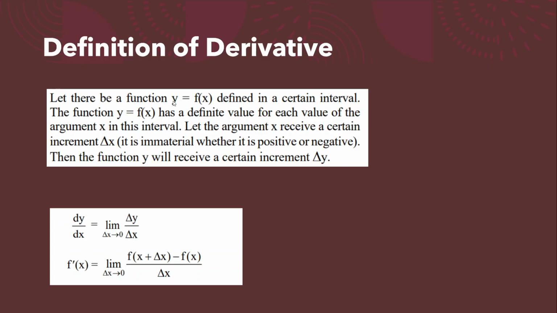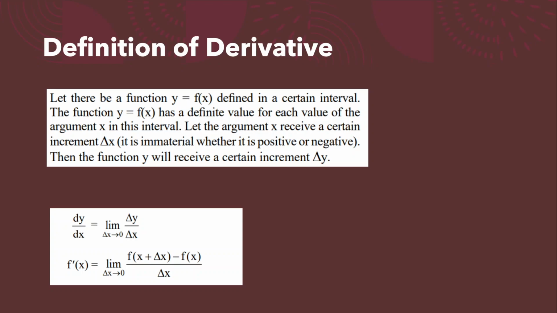So let there be a function y equals f(x) defined in a certain interval. The function y equals f(x) has a definite value for each value of the argument x in this interval. So, parang sinasabi nga lang, kung ano yung nilagay mo na value ng x, there is a definite value of y. Let the argument x receive a certain increment. So, for example, may increment. Pag sinabing increment, small change. Let's say positive or negative 0.001, for example.